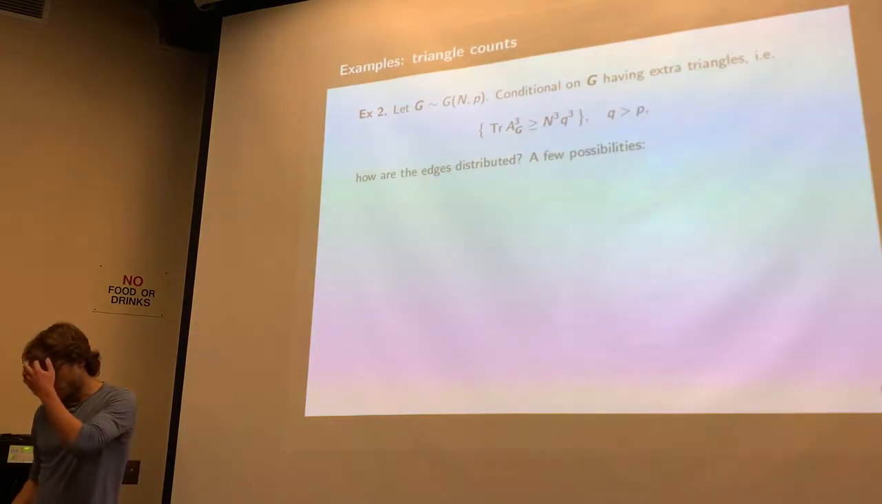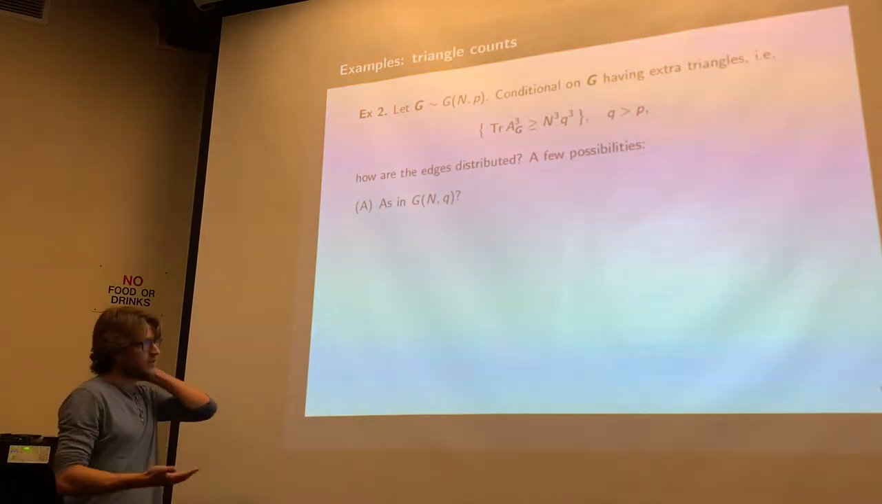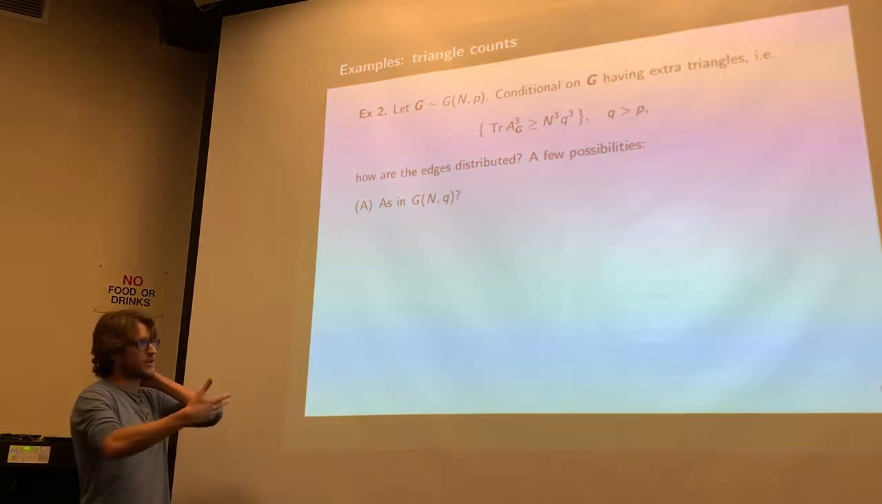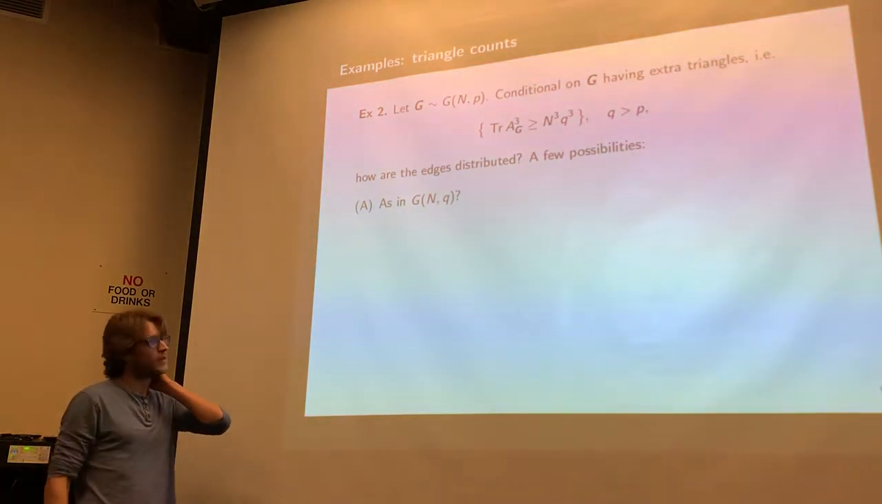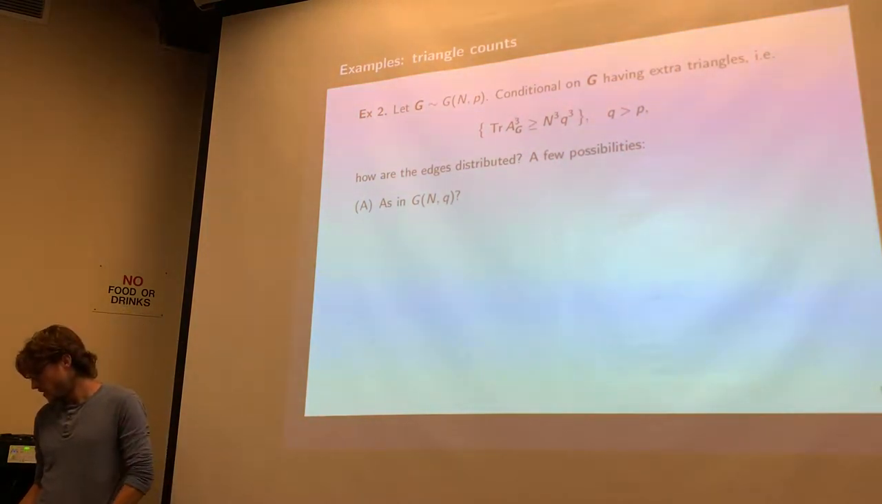And so there's a few natural possibilities that come to mind. One possibility is that this graph will just look like G(n,q). So the way you get extra triangles is just to sprinkle extra edges uniformly over the graph. This is perhaps the most natural guess.